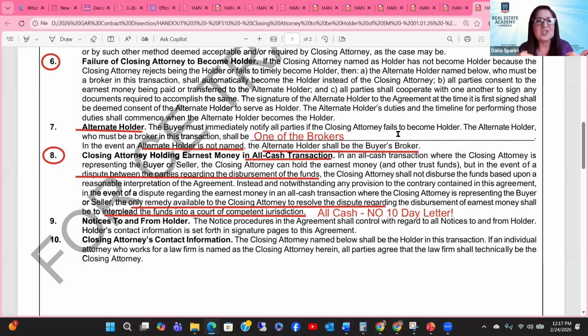If you are not in possession of the earnest money itself, because you're now the holder, you are now responsible for sending the notice to the parties. So you actual qualifying brokers out here, y'all need to pay attention if you are named as the alternate holder.